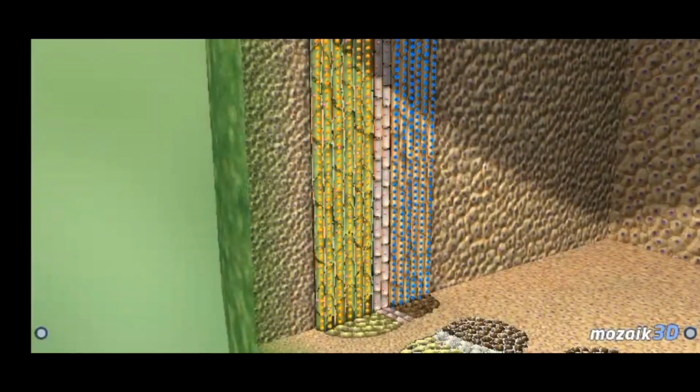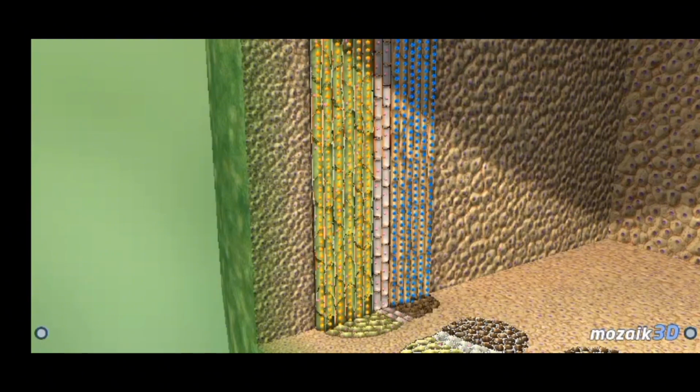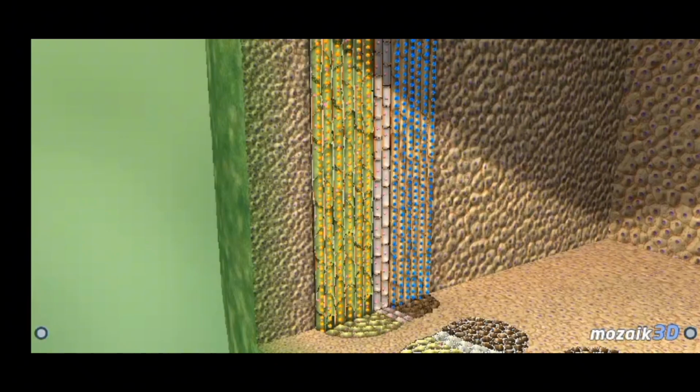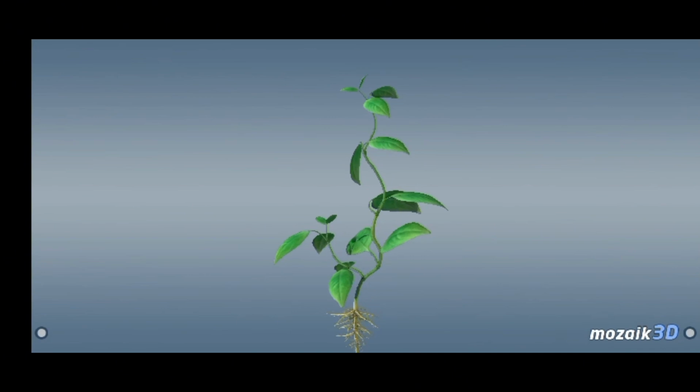It is the stem of the plant. It has two types of veins: one is xylem veins and the second is phloem veins. The xylem veins' work is the transportation of water and minerals. It works like a lift or elevator.